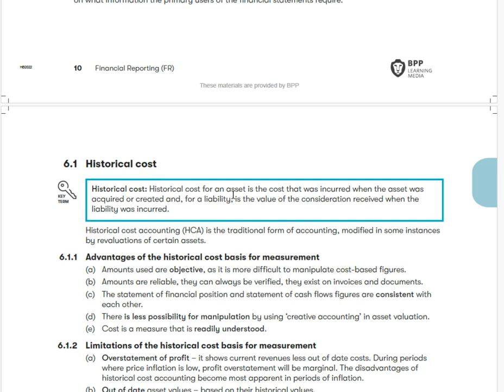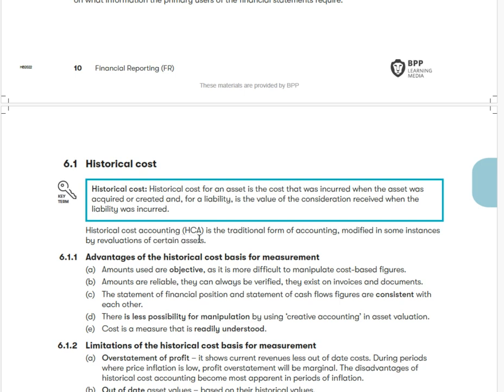Historical cost for an asset is the cost that was incurred when the asset was acquired or created, and for a liability, it is the value of the consideration received when the liability was incurred. When you borrow money, whatever amount you have received is a historical cost. When you are purchasing an asset, the costs that you have incurred are a historical cost. And you can verify this through vouchers because you have actually paid it.